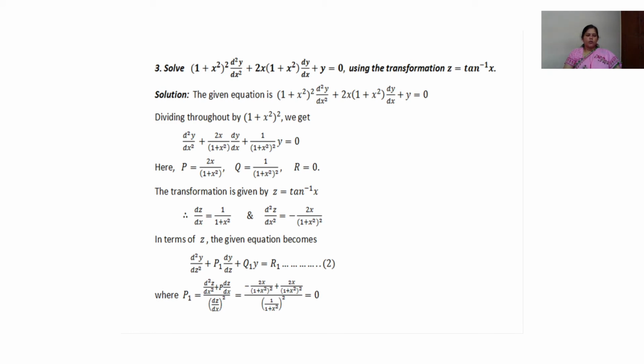Now in terms of z, the given equation becomes d²y/dz² + p1 dy/dz + q1 y = r1. Now we will find p1, q1 and r1 one by one, where p1 = (d²z/dx² + p dz/dx)/(dz/dx)². Substituting all the values and simplifying, in the numerator we get −2x/(1 + x²)² + 2x/(1 + x²)². Both cancel, so we get 0 for p1.